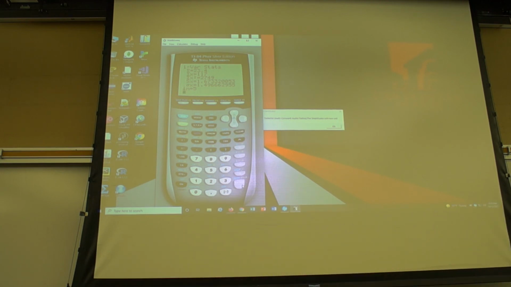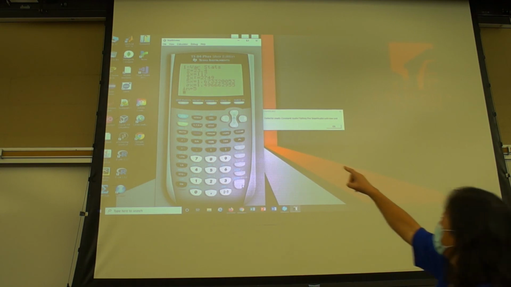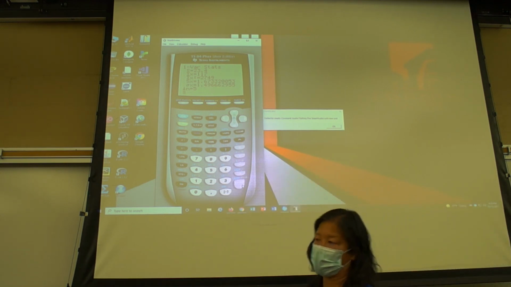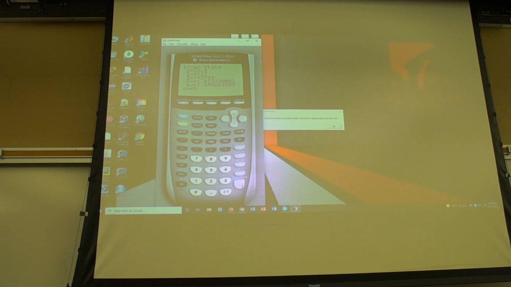Everybody following me? So what's my S? 1.67. Good? S is our standard deviation. You do not want sigma, you want S. And you'll notice S is a little bit larger than sigma, right? Because with a sample, you have to make a little bit of an allowance for error.